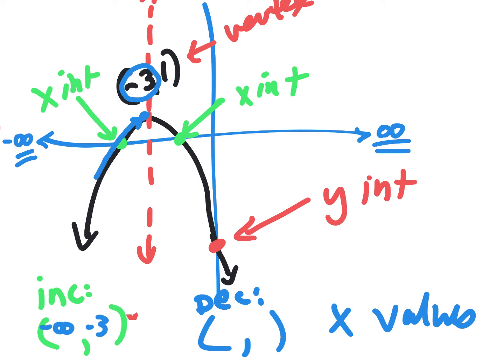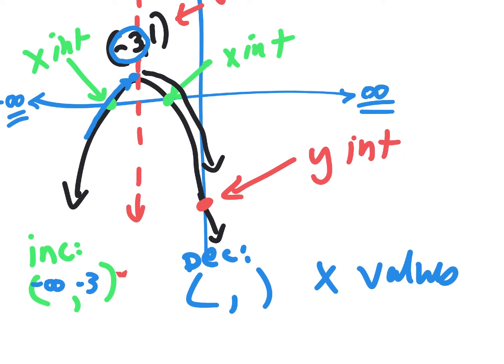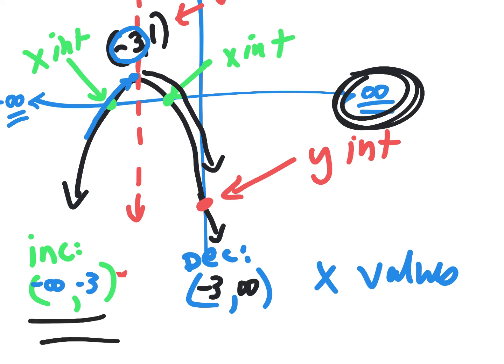All right, now the decreasing. At that moment, your car starts to speed up and you go down the hill. And it's from where to where? Well, negative 3 goes way over here. It keeps going forever that way, so positive infinity. There's your two answers. Notice they use x values and positive and negative infinities.